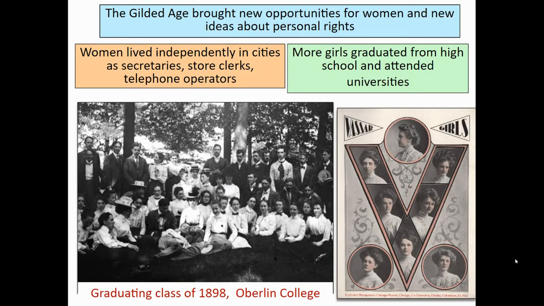It did bring about some more opportunities. Particularly, some women were able to live more independently in cities as secretaries, store clerks, and telephone operators. This is especially going to be true once we get into the 1900s. More women will graduate from high school and attend universities. And here you have women in the graduating class of Oberlin College in 1898. And it's important to note that Oberlin is also going to be one of the first universities to admit African Americans.